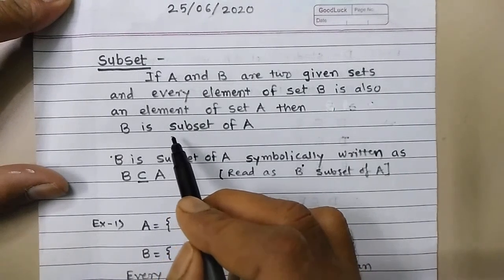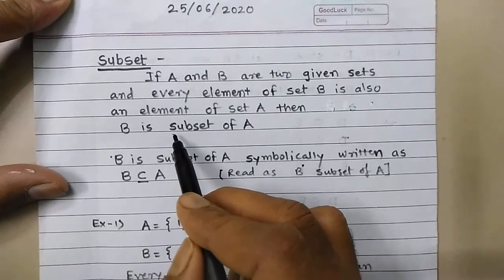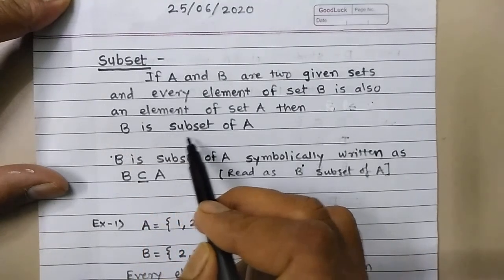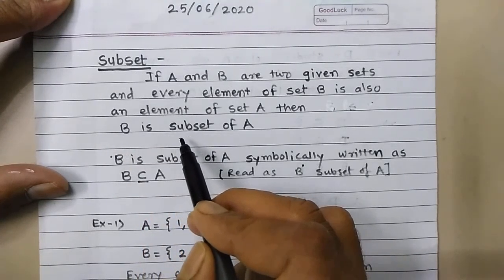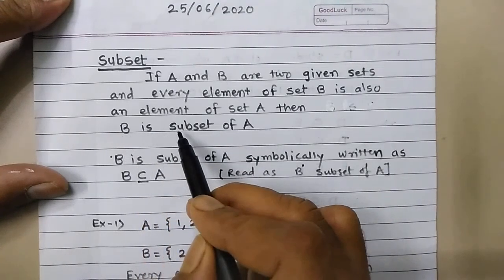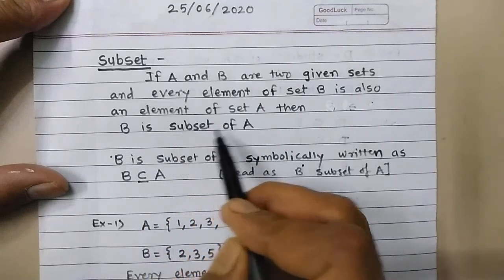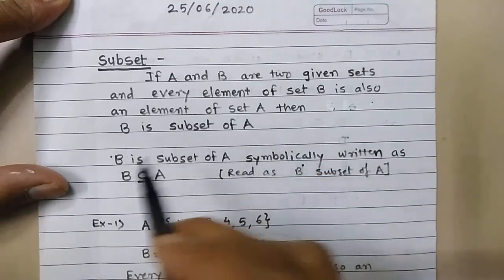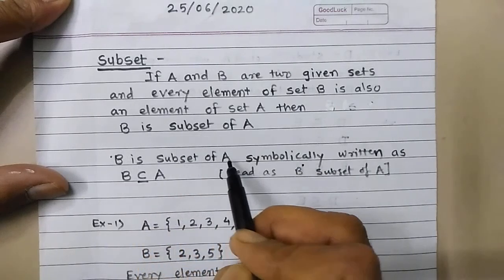Sub means less or lesser or smaller. That means we are finding here the smaller set or lesser set of A. That means B is a smaller set of A. B is subset of A.